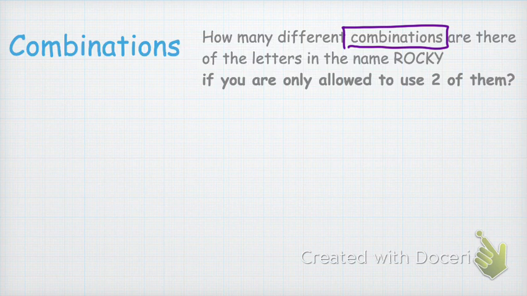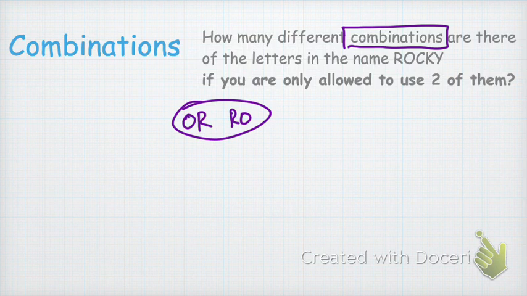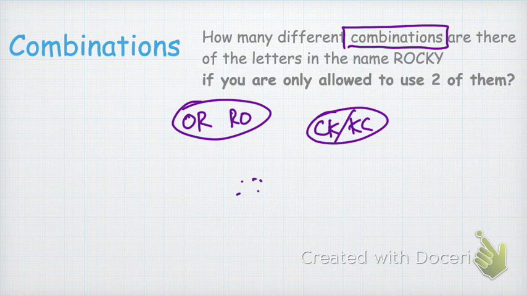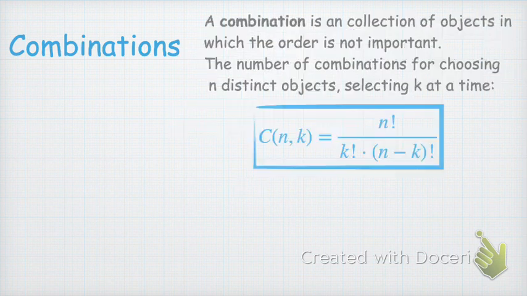Combinations, we're not going to put them in order. So we're going to consider, for instance, OR or RO. We're going to consider that the same combination, and we're not going to count it twice. We're just going to count it once. And so CK or KC, those both count as the same combination, and so forth. Because of this, there's going to be less combinations than there were arrangements of 2 letters in the name Rocky. So the combinations idea is also a super popular one.